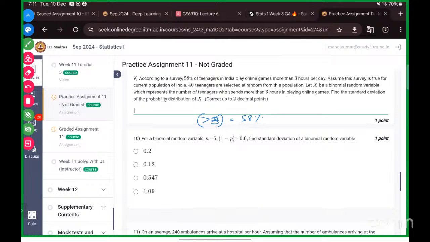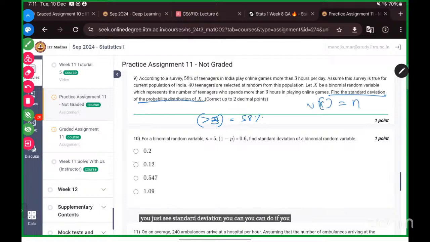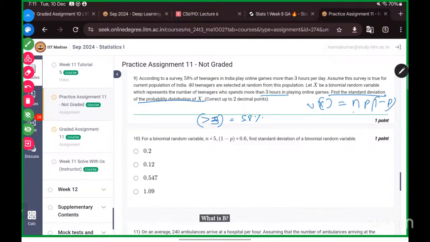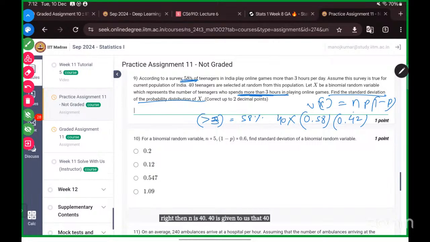Find the standard deviation. This is a straightforward binomial, right? You can find the standard deviation if you know the variance. Variance is n into p into 1 minus p. What is p? Those who spend more than 3 hours, and it's given that p is 0.58. So 1 minus p is going to be 0.42, right? Then n is 40, given to us. That 40 times the trial will happen. So if you do this, you get the under root of this as the standard deviation.